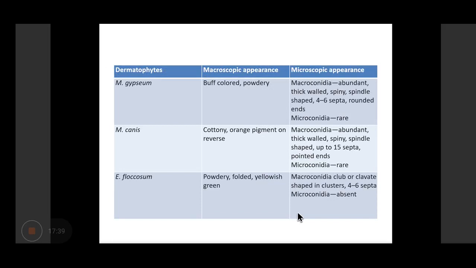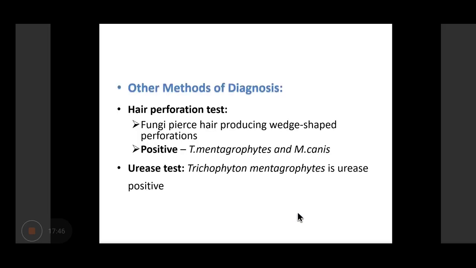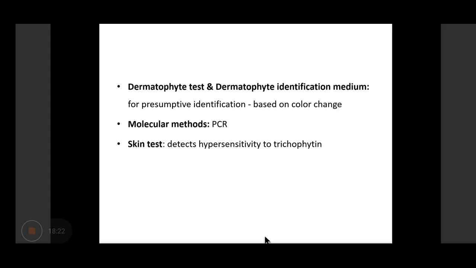We need to remember how the macroconidia look. Then another method of identification is the hair perforation test, a procedure to identify dermatophytes. The fungus attacks the hair and produces wedge shaped perforations. This test is positive in T. mentagrophytes and M. canis. T. mentagrophytes also produces urease, so we can do a urease test for dermatophytes. This will help us narrow down to the species level.